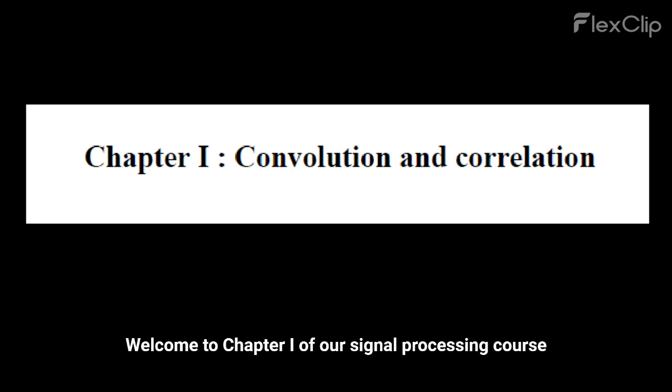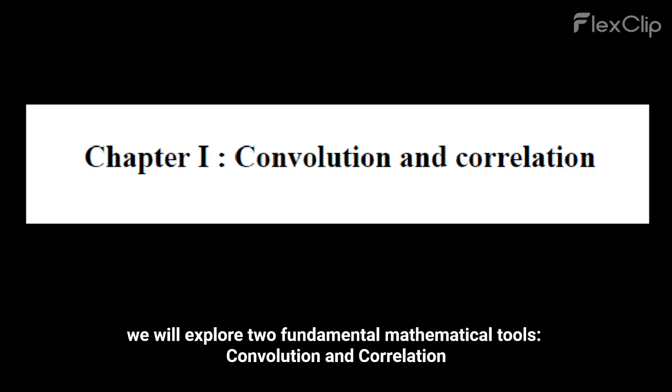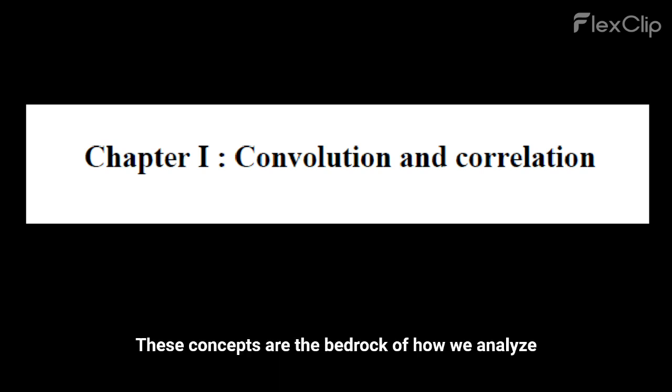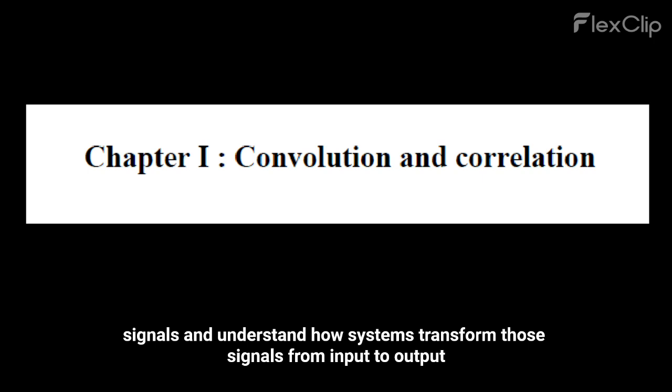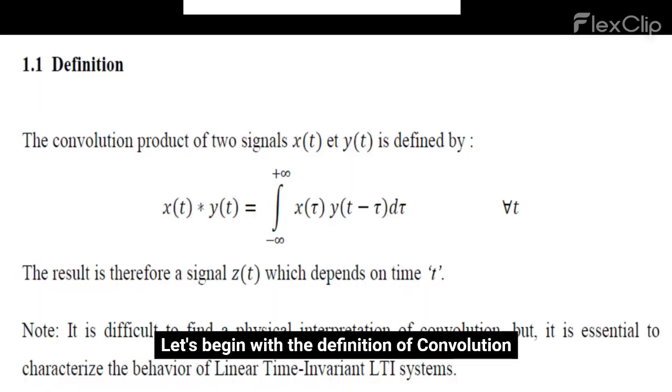Welcome to Chapter 1 of our signal processing course. Today, we will explore two fundamental mathematical tools, convolution and correlation. These concepts are the bedrock of how we analyze signals and understand how systems transform those signals from input to output. Let's begin with the definition of convolution.